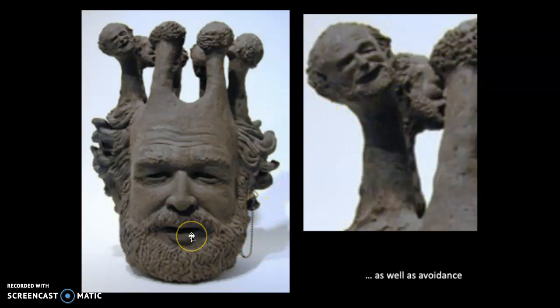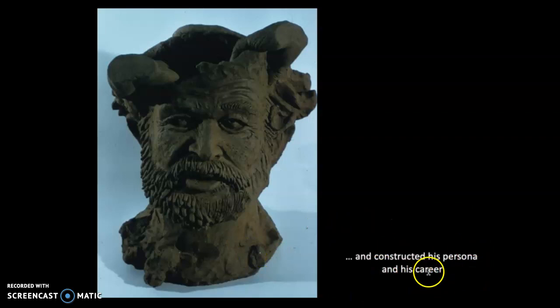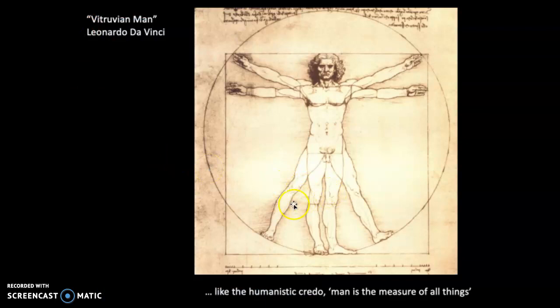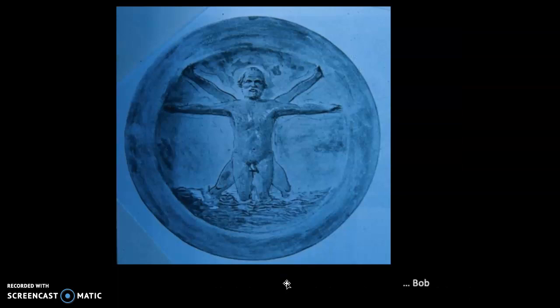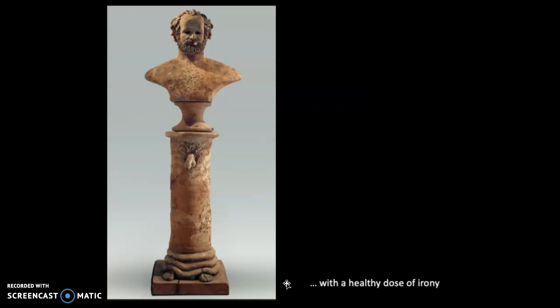But Bob basically, at this time, was constructing his own persona and his own career, as seen here by a man making an image of himself, constructing himself. And like this also, the humanistic credo of humanism, man is the measure of all things. In other words, great faith in humanity. Well, Bob became the measure of all things Bob, with a healthy dose of irony, always with a healthy dose of irony and self-deprecation.